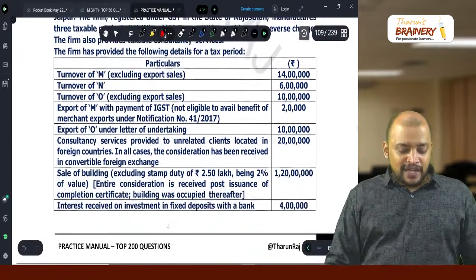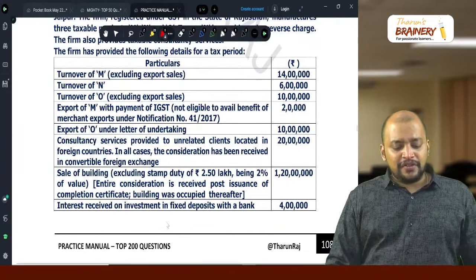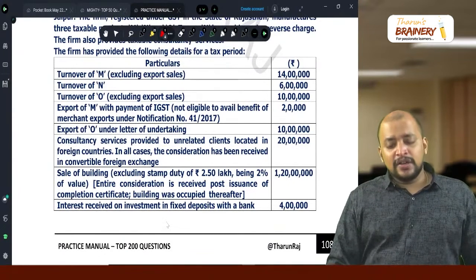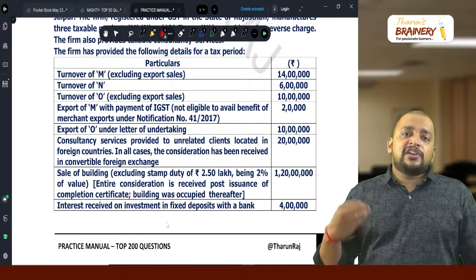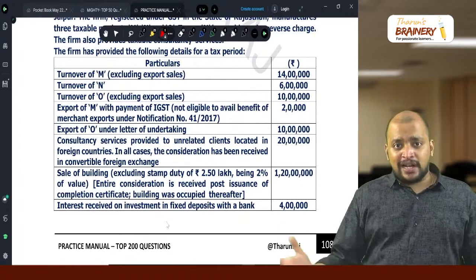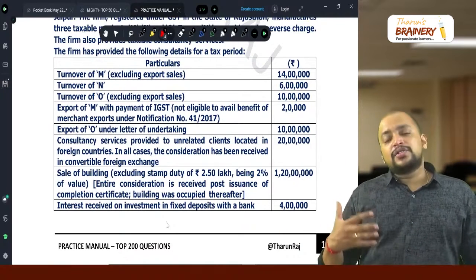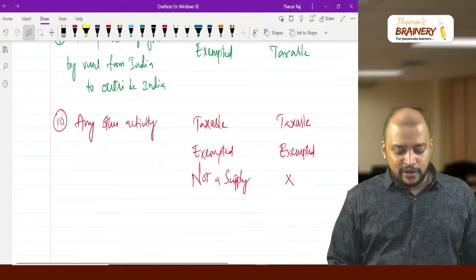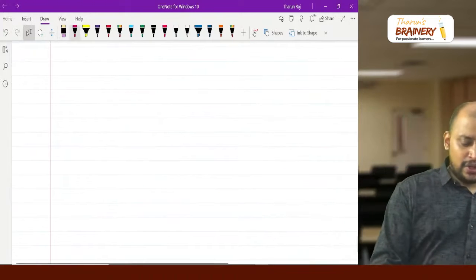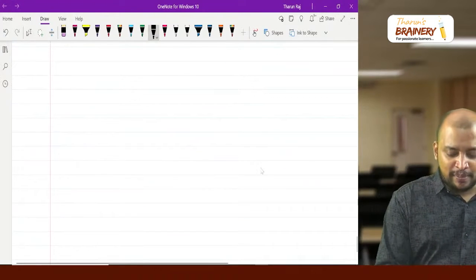So turnover of M excluding export sales is 14 lakhs. M is a taxable product. Therefore, for payment of GST and for availment of ITC, we need to prepare a working note in the exam. So what is the working note that we need to prepare?